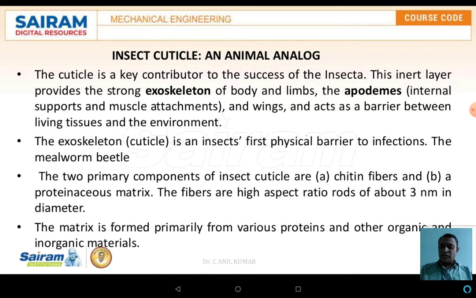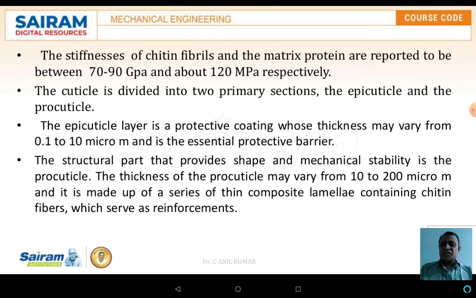The two primary components of the insect cuticle are the chitin fibers and a proteinaceous matrix. The fibers have high aspect ratios, around 3 nanometers in diameter. The matrix is formed primarily from various proteins and other organic and inorganic materials. The stiffness of the chitin fibrils and the matrix protein is reportedly around 70 to 90 GPa and 120 GPa.